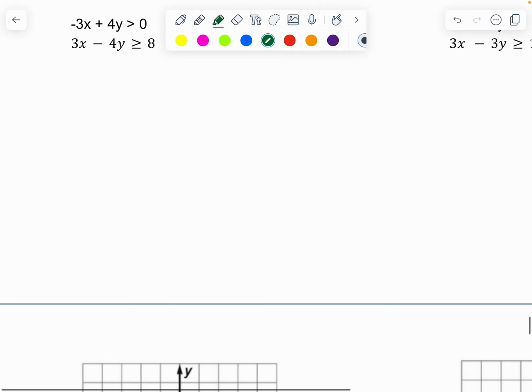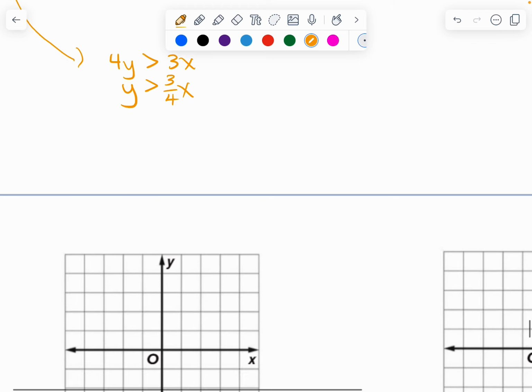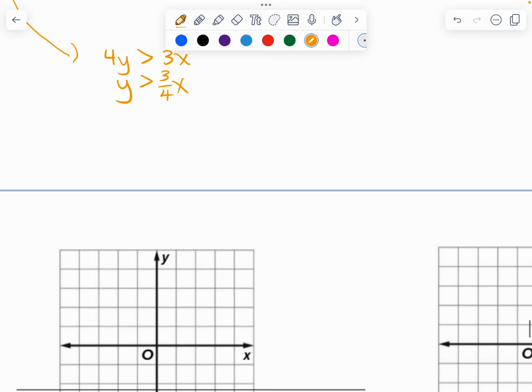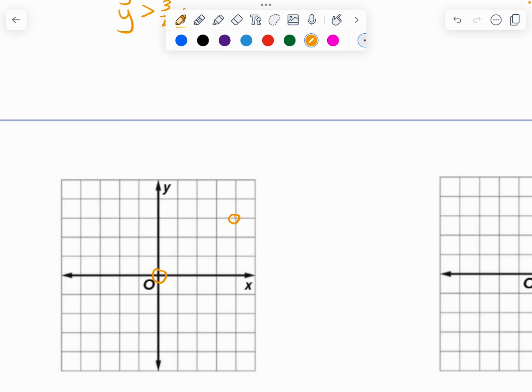I'm going to have to do this strategically. I'm going to take this and bring it down here. So this is going to be 4y is greater than 3x. Divide and get 3/4 x. So I have an open dot at 0, 0. I go up 3, 1, 2, 3, over 1, 2, 3, 4. I go down 3, 1, 2, 3, and over 1, 2, 3, 4.